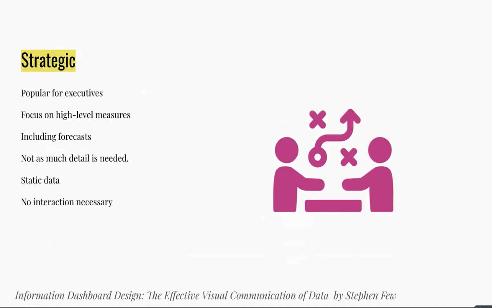A strategic one is probably the most common one. It is popular for executives. It's those high-level measures, sales, expenses per month. That's probably just the highest level that an exec needs. Sometimes it includes forecasts, which is an interesting idea because I have always heard that a dashboard should tell you what is coming up rather than telling you what is now or in the past. And I think that's an interesting idea, and I think it's worth exploring.